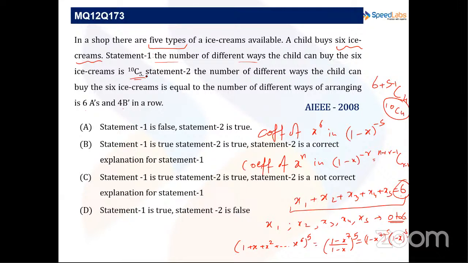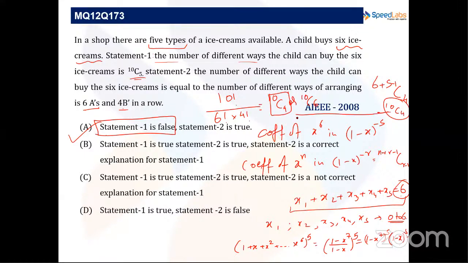So our statement 1 is false. So the only option that matches is option number A. Or we can go for the second statement also. The second statement states that the number of different ways the child can buy the 6 ice cream is equal to the number of different ways of arranging 6 A's and 4 B's in a row. So in total we are having 10, out of which 6 are identical and 4 are identical. So this will be either 10C4 or you can write it as 10C6. Both are same, so our option is 10C4, and here also it is 10C4. So the correct option is A, because statement 1 is false and statement 2 is true.